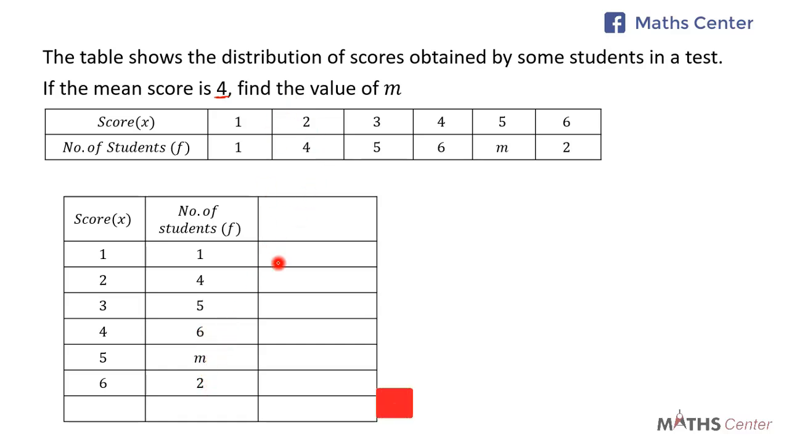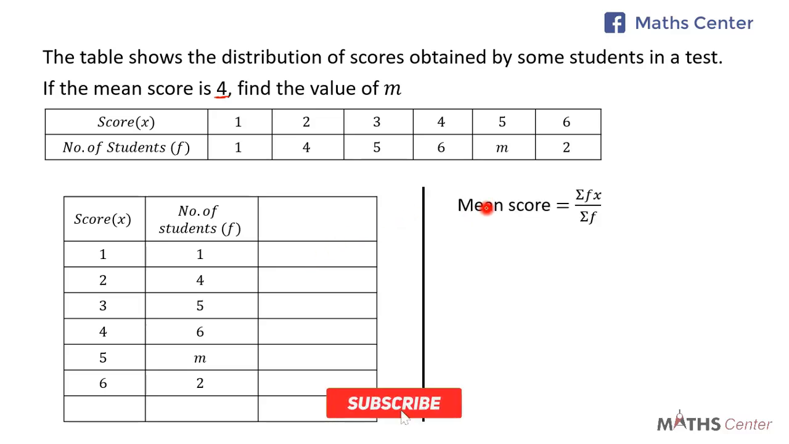We want to find the mean. We know that the mean will be given by the sum of fx divided by the sum of f. We will get the sum of f by adding the f values. We have 1, 4, 5, 6, m, and 2. If we add them together, we are going to have m plus 18. So the sum of f is equal to m plus 18.